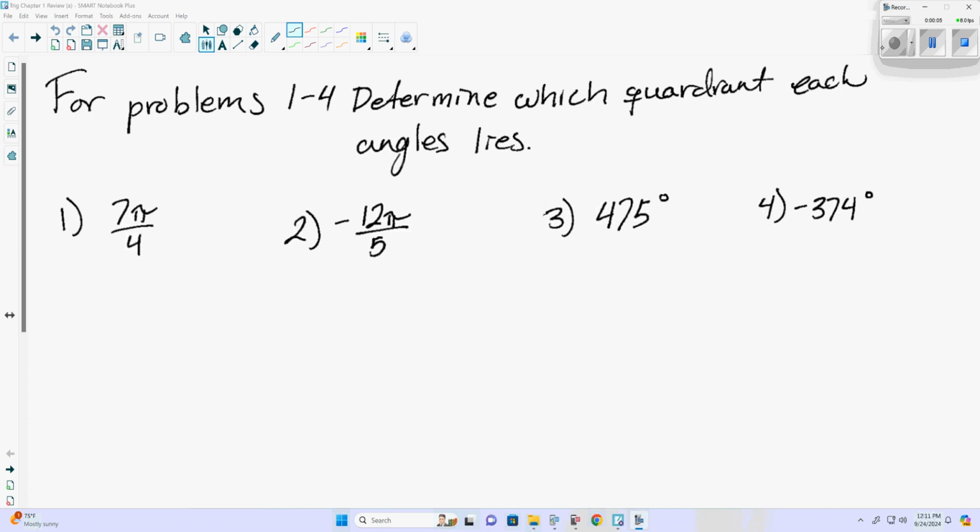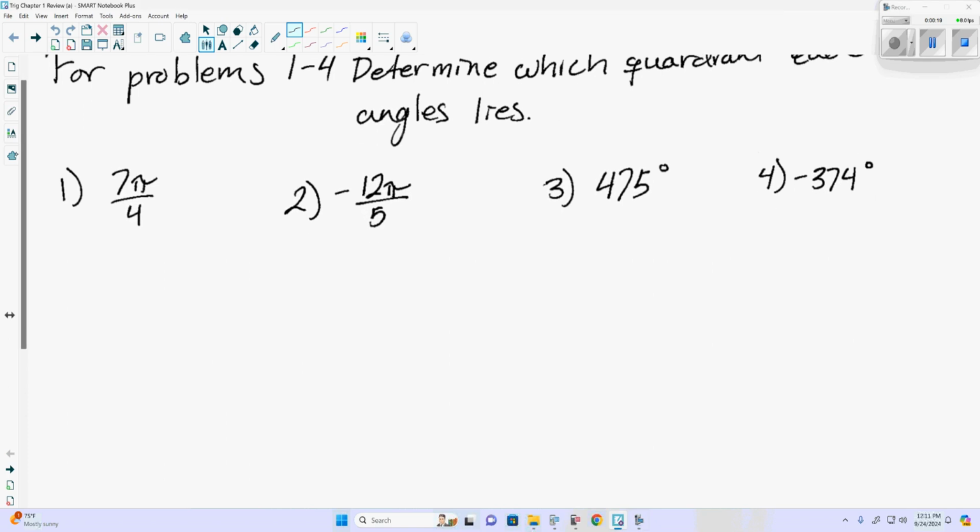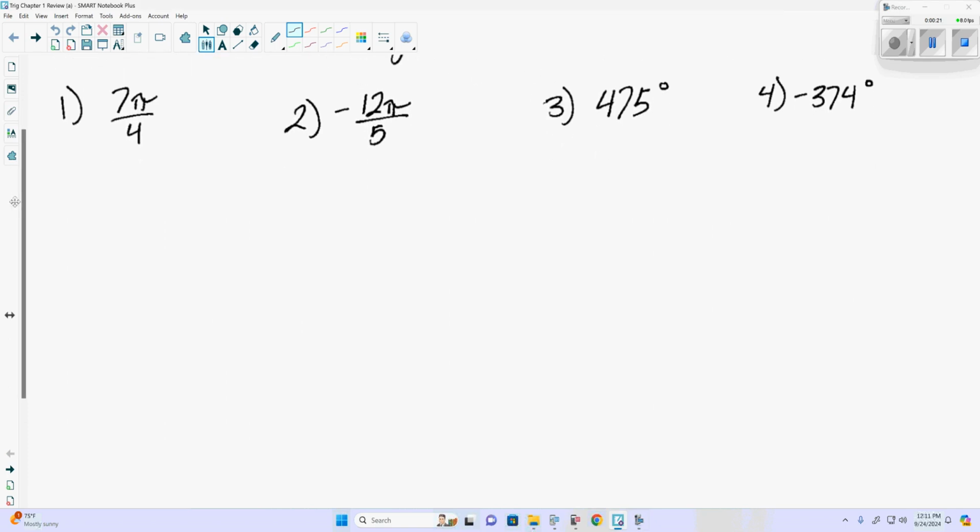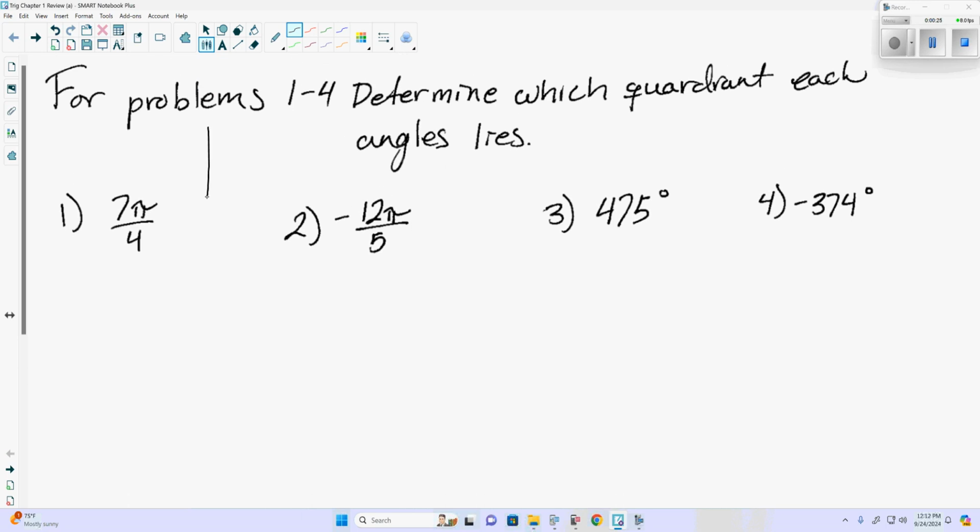So, tomorrow should be the start of it. Yep. So, when we look at the review sheet, the first one, problems 1 through 4, which of the 4 quadrants does each angle lie? So, if we remember the unit circle, and again, you can have the unit circle on your test.